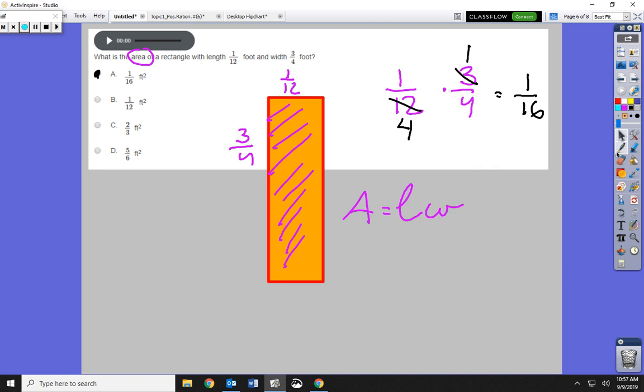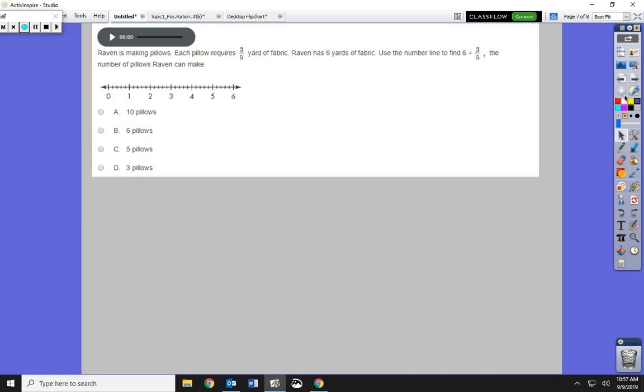Not to be confused with the perimeter of a rectangle, which we did on the midpoint, where perimeter was 2 times the length plus 2 times the width. All right, two different things. Perimeter is measuring the distance around. Area is measuring the surface that's inside, the area inside of the rectangle. Perimeter is measuring the outside.